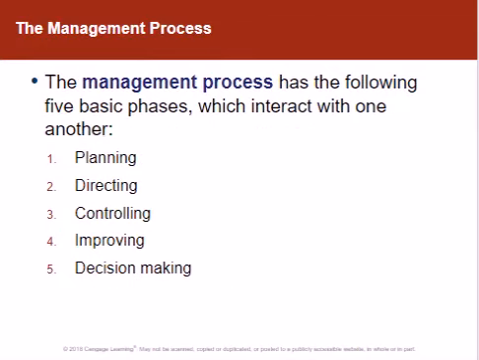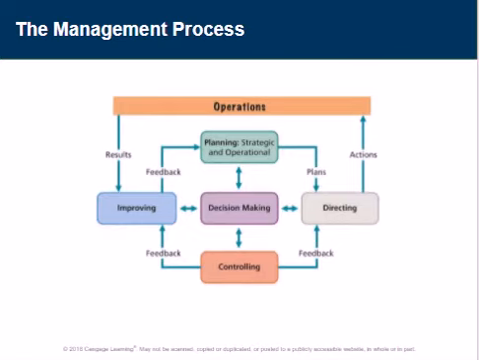The management process has the following 5 basic phases, which interact with one another. You have planning, directing, controlling, improving, and decision making. Here is an example of a diagram of the management process. So when you're looking at operations, you have improvements, planning, strategic and operational, decision making, directing, and controlling.